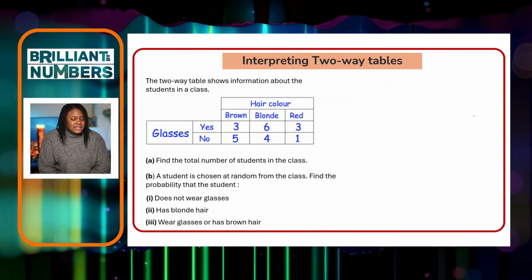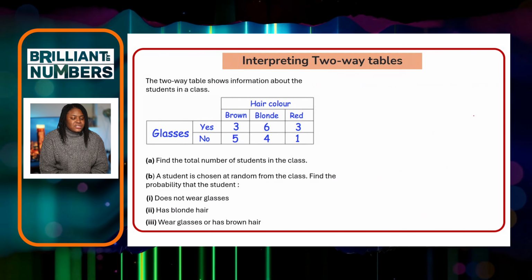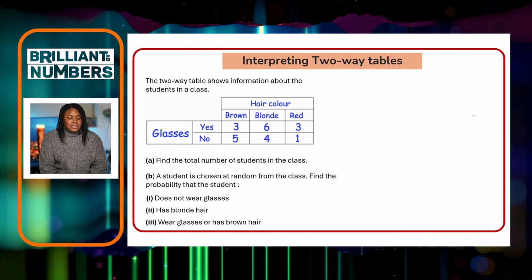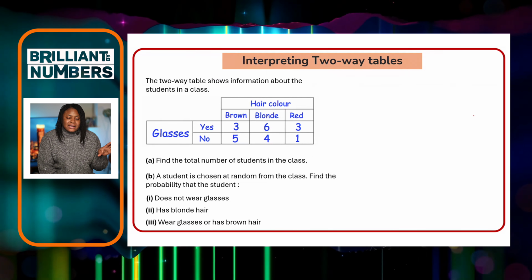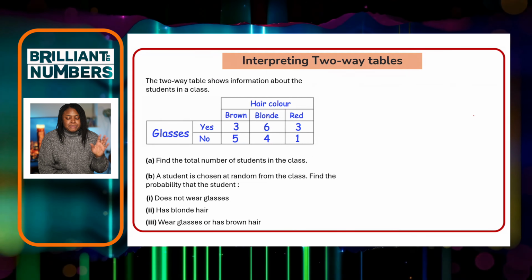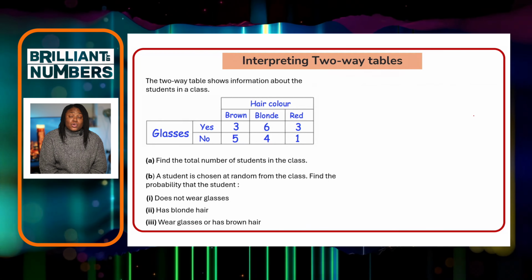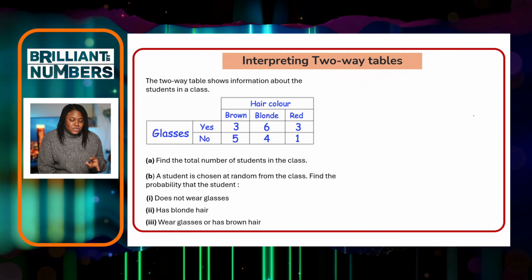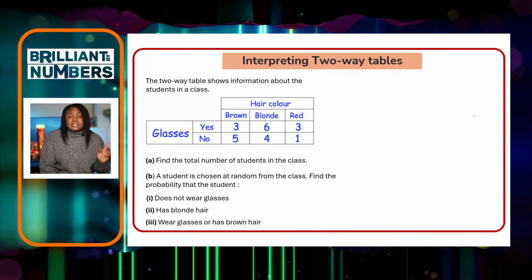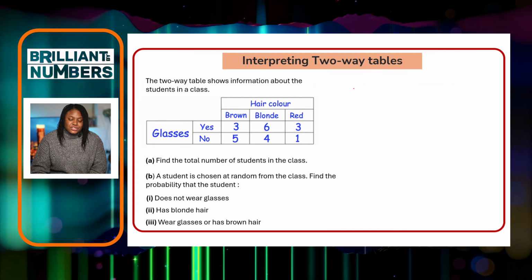Beautiful. So the two-way table shows information about the students in a class. We've got categories of hair color: brown, blonde, and red, and people who wear or do not wear glasses. So we've got some students who wear glasses and some who do not wear glasses. We observe our table. We're asked to answer the following questions.